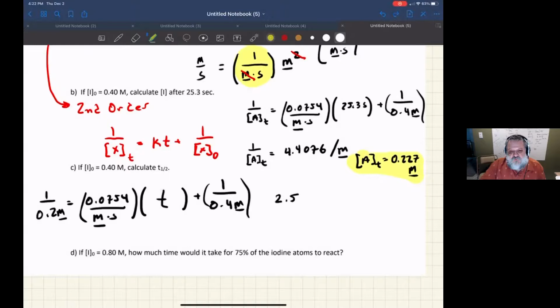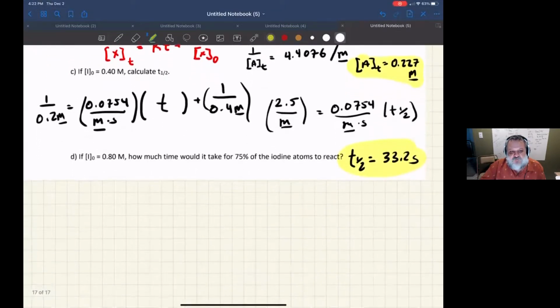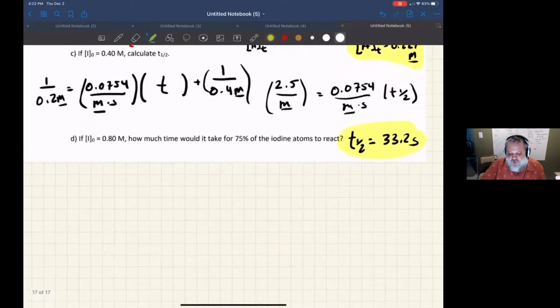So when we simplify, we get 2.5 per molarity equals 0.0754 per molarity times seconds, times t. That's the T1 half. So T1 half equals 33.2 seconds. Okay, last part, part D. How much time would it take for 75% of the iodine atoms to react?